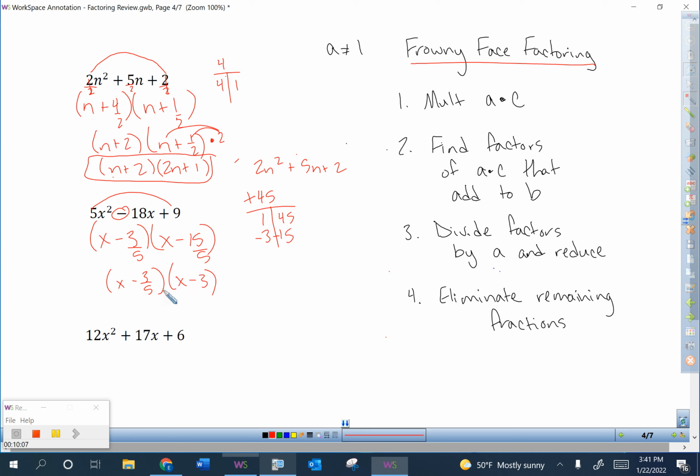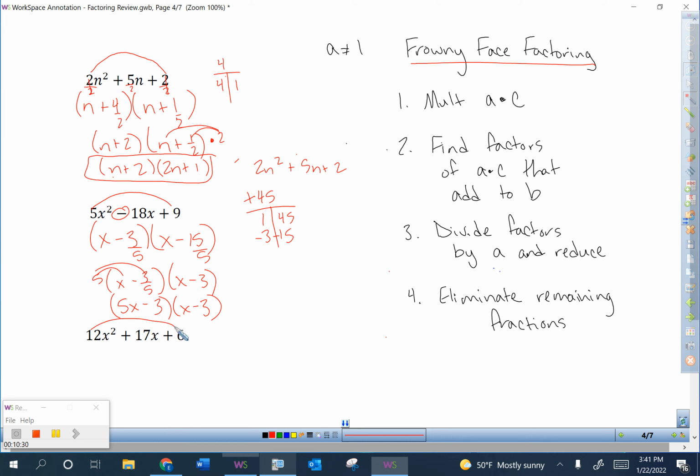A lot of times you're just going to have one piece reduce, but sometimes both sides do, so keep that in mind. And then we're going to fix this by multiplying by the denominator on just the piece that had the problem. Don't do it on the second piece. So 5x minus 3 and x minus 3, that's your factored form.